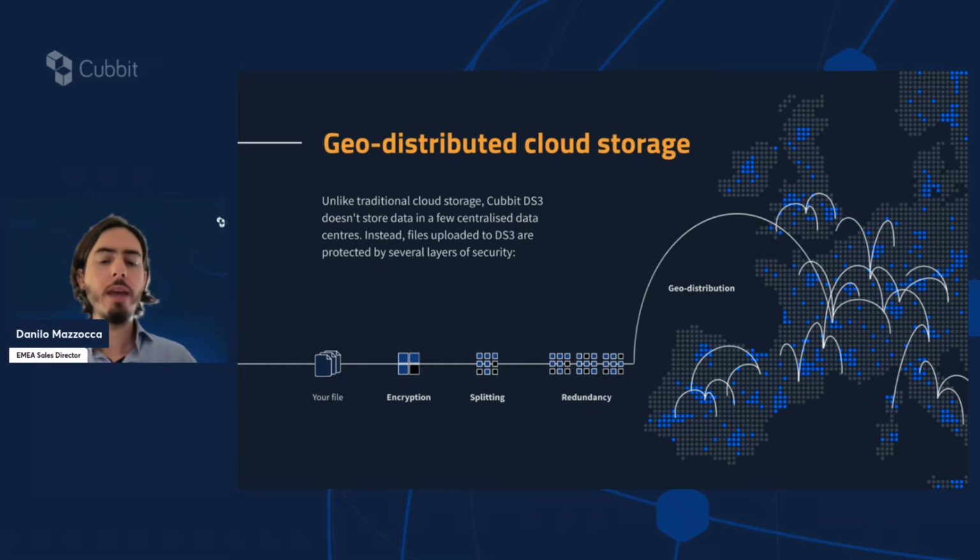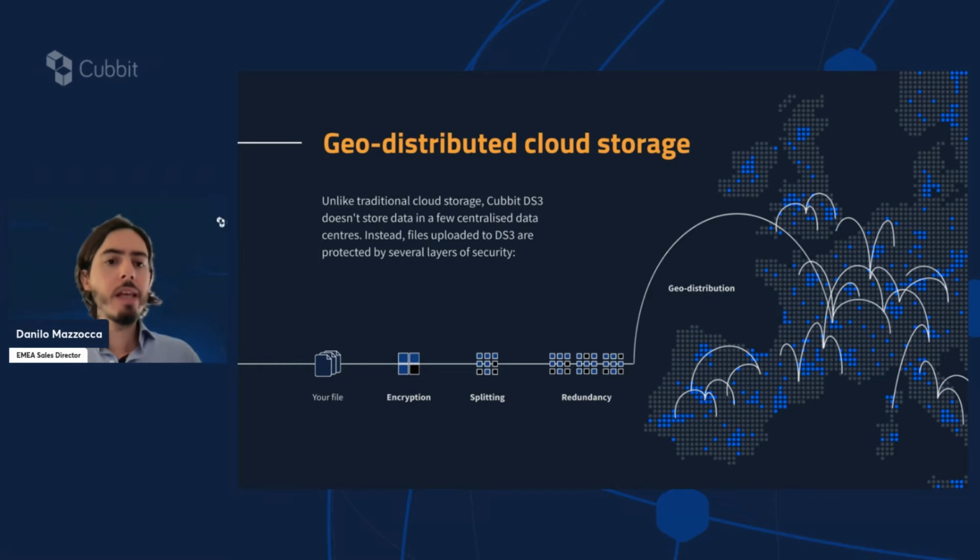Well, let's start with the core. How do we handle the files? We encrypt your files at the beginning with AES-256 encryption, and then we split them and make them redundant across your country, with the redundancy that you decide to apply. Marco is going to explain in more detail what this means. But basically, geo-distribution means that your data is distributed where you decide it to be, and with the redundancy that you decide to apply.